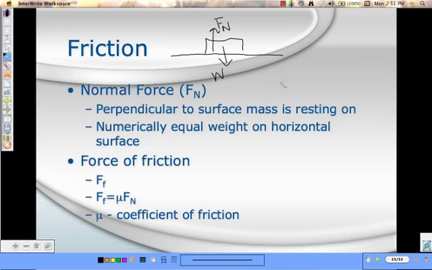Now when we get to inclined planes again, whoops, that's never a good inclined plane. Let me do a better job. Like this, and I have an object resting on the inclined plane. Weight is always just straight down. That's not very good either.